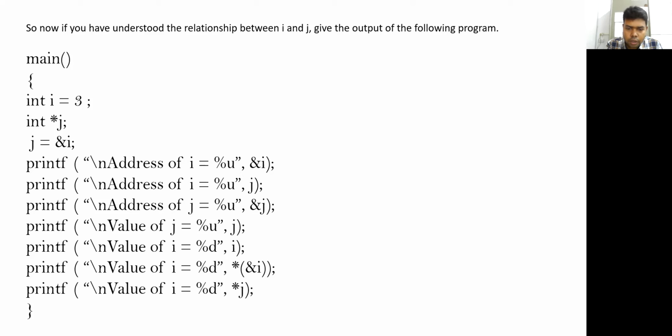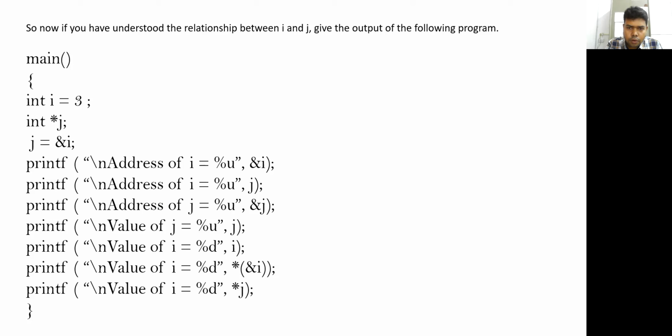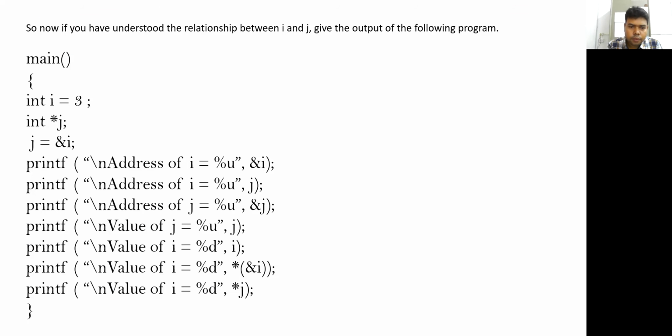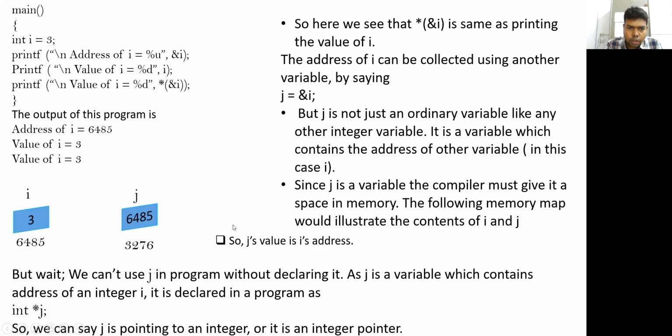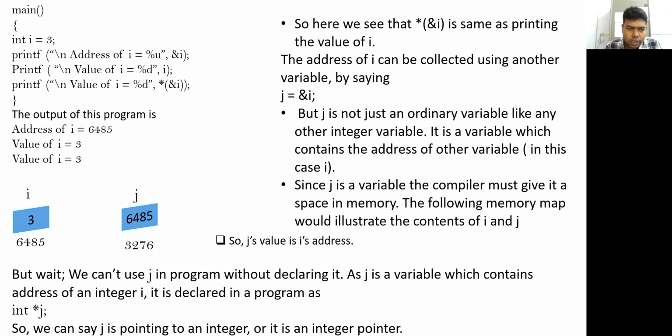It will give the address of j, which we have considered as something like 3276, I think. So that output you will get in that case. In this line, ampersand j, you will get the print, that is, in the third line, you will get the value 3276.